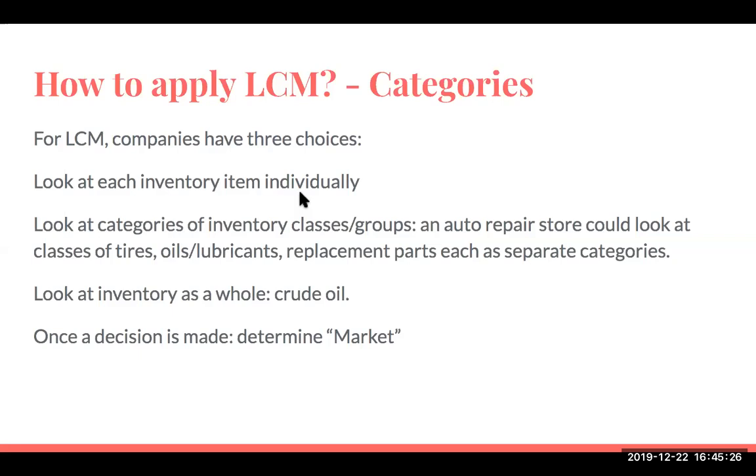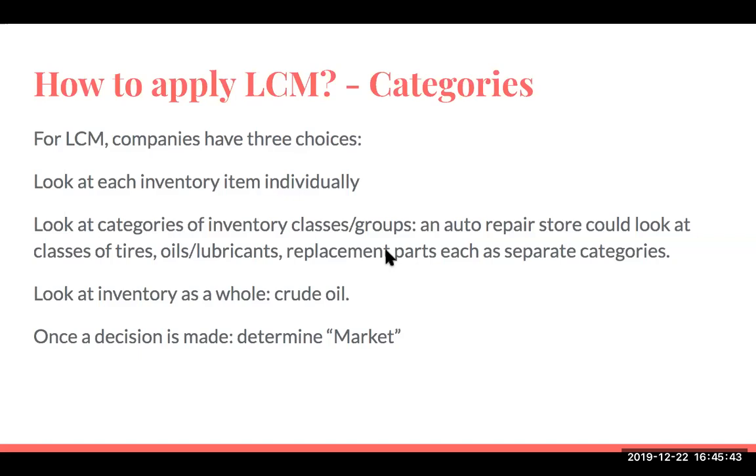However, when we're going through, that's one way we could do it. Again, does the company have the capability? Do you have millions of items? Do you have thousands of items? How realistic is this? The next one is to look at categories or basically inventory.